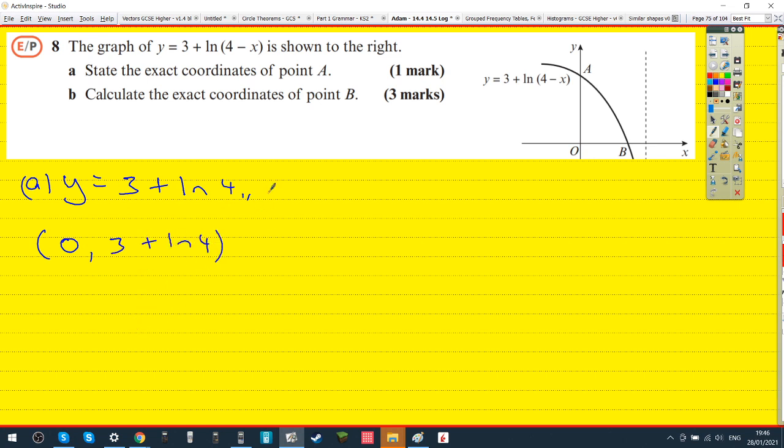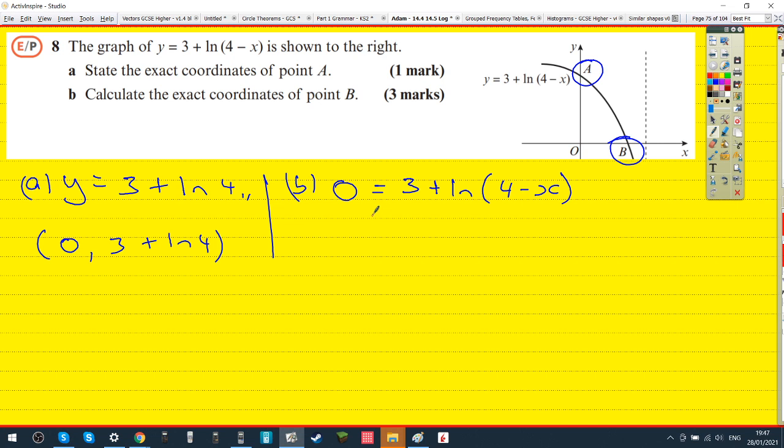And then part B would be the coordinates of B. Any idea how you do that one? Would you make it log 4 base e first? Well, for this one, x is 0. For B, x is a number. It can't be 0. y is 0. On the x-axis, all the y coordinate is 0. So it'd be 0 equals 3 plus ln 4 minus x. Yeah.